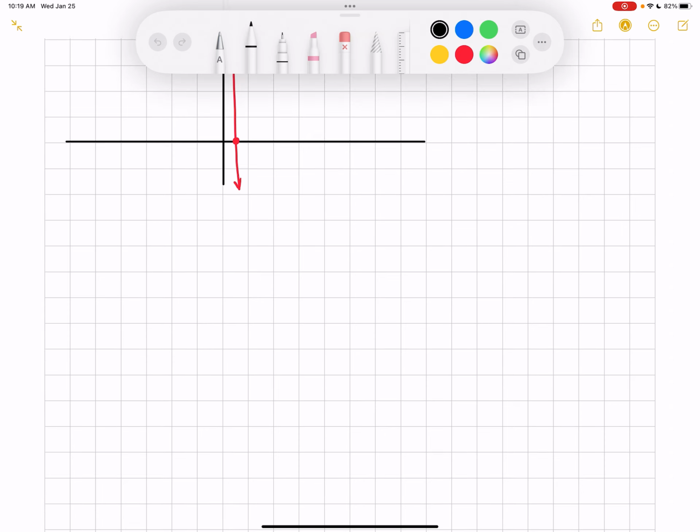So starting with number 16, they give us y is equal to x plus 3. So we need to move to get all the variables on one side. So how do I go about doing that? Or what do I need to do first? Subtract x. So I have negative x plus y is equal to 3. And then my x-intercept would be what?